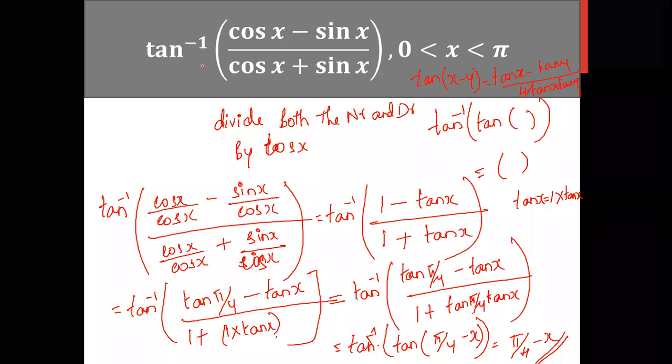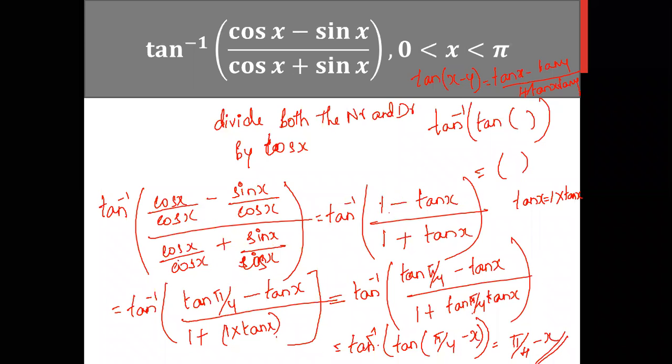So I had tan inverse of cos x minus sin x divided by cos x plus sin x. I need something with tan, but here we have cos x and sin x. So if I divide by cos x, some terms can be converted to tan. So I have divided the numerator and denominator by cos x. Then cos x by cos x becomes 1, minus sin x by cos x becomes tan x, divided by 1 plus sin x by cos x, which is tan x.